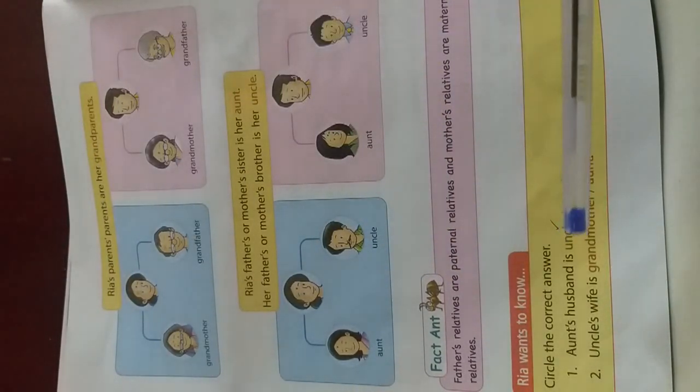So let us see the exercise given here. Ria wants to know, circle the correct answer. Aunt's husband is an uncle or a cousin. So is an aunt's husband an uncle or a cousin? Yes, aunt's husband is uncle. The cousin will only be their son. Okay? Uncle's wife is grandmother or aunt? Yes, uncle's wife is aunt. Who is the grandmother? So, the grandmother is none other than your parents' parents.